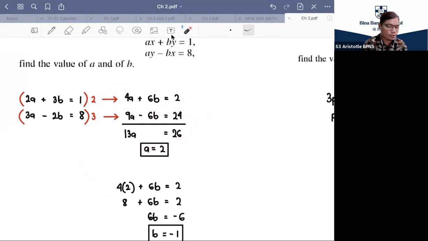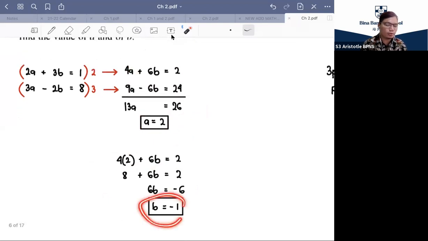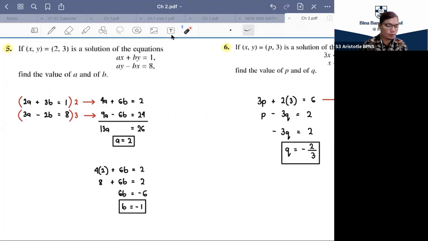Okay, so instead of 4a, it's now 4 times 2 because a is equal to 2. And then plus 6b equals 2. All right, any question on this part? All right, now, after this, you just evaluate everything. Okay, and then b is equal to negative 1. So that's my answer for number 5. Okay, any questions, class, for number 5?